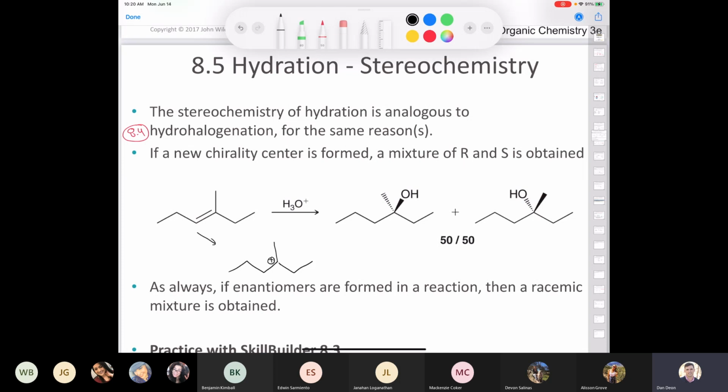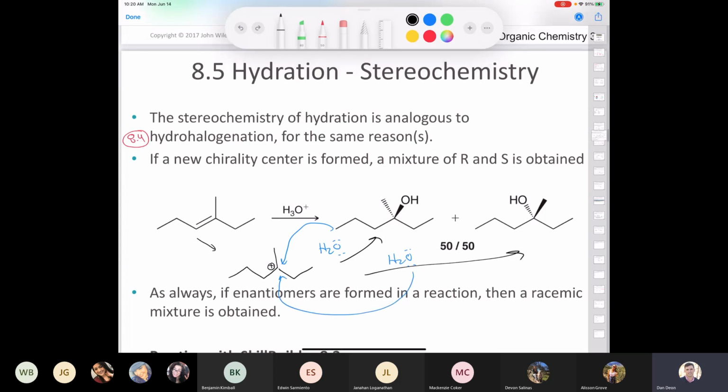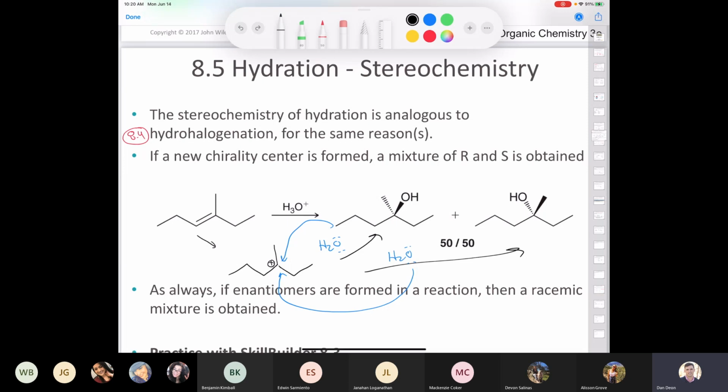So again, that means that the water can attack from either face of the molecule, right? Your water molecule could attack from the front face like that, or your water molecule could attack from the back face like that. And either way, you're going to end up with a racemic mixture. In this case, I don't know why I had to draw that, but anyhow, you get the idea. All right, so in this case, you'd end up with a racemic mixture, and then you'd have to separate it.